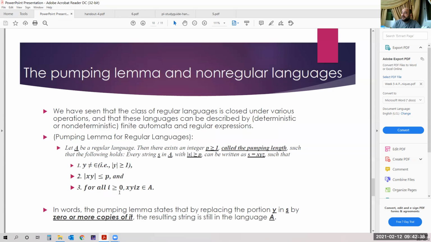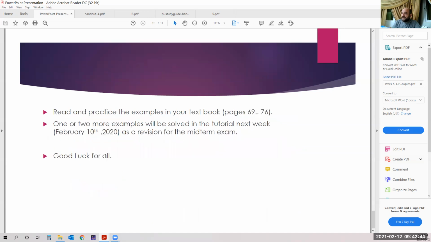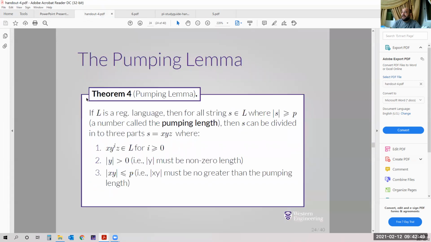The pumping lemma and non-regular languages. This one you will read alone, but I will touch on it in the handout. Okay, the pumping lemma. What do we mean by pumping lemma?